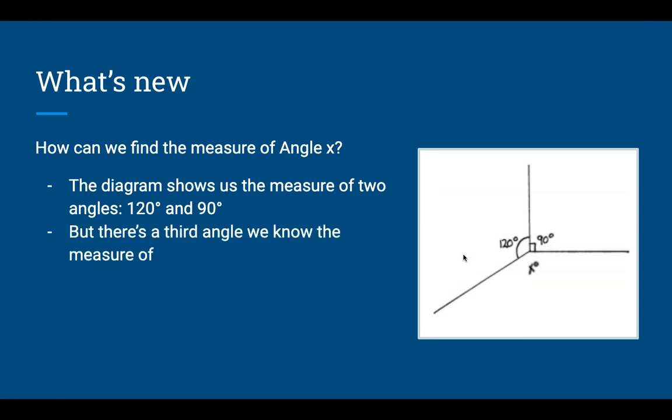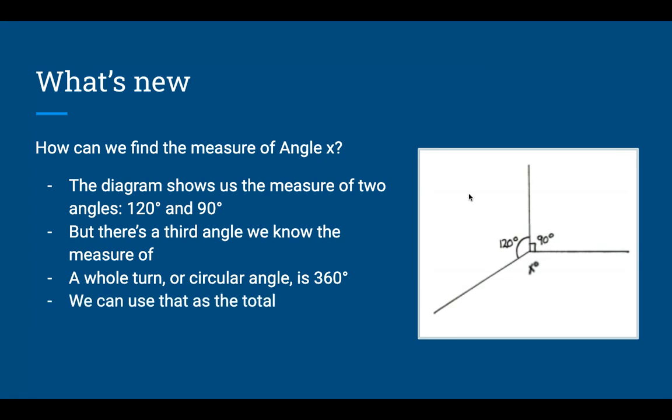There's a third angle that we know the measure of. It's not marked, but based on what you've been learning about angles, there's a third angle that you know the measure of. You know that a whole turn around a point measures 360 degrees. So if I start my mouse here and I imagine going all the way around this point, that full turn is 360 degrees. I can use that as the total number of degrees for this image. So that means that if I think about it as 120 degrees, 90 degrees, and x degrees, that makes a full turn, which should equal 360 degrees in all.